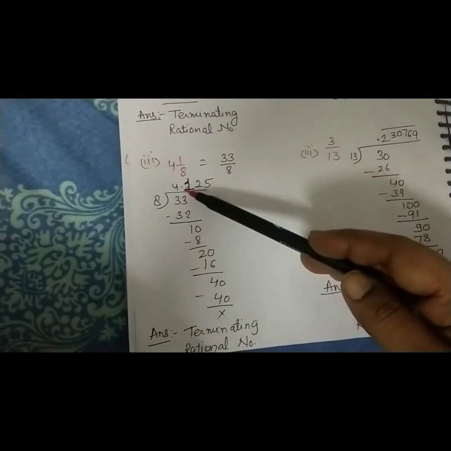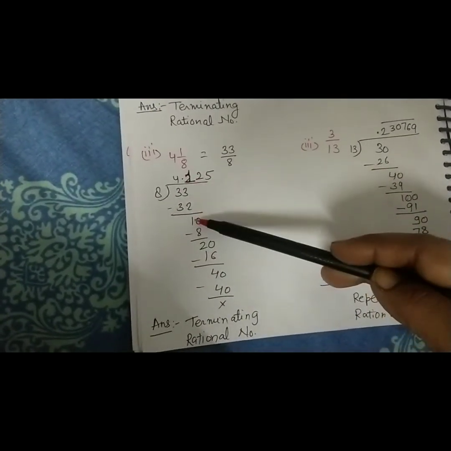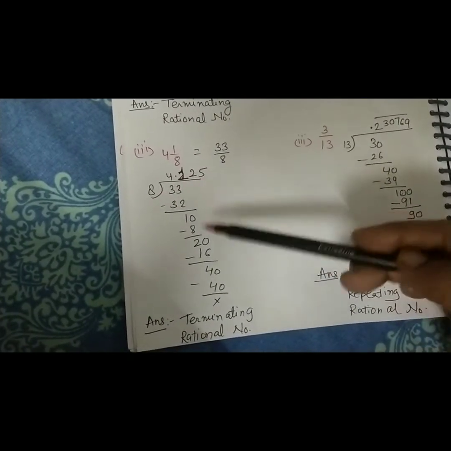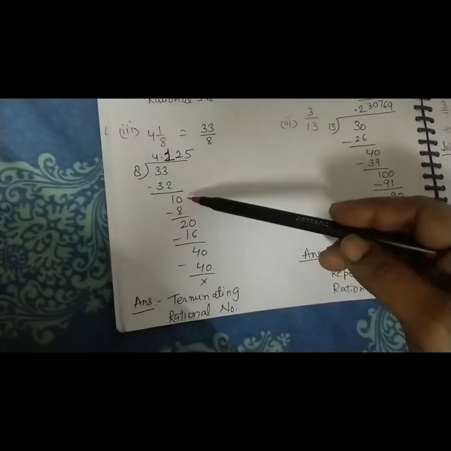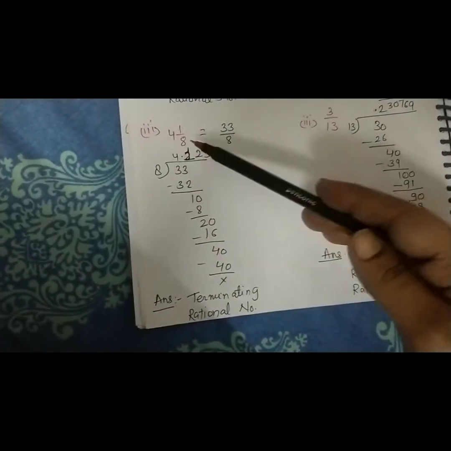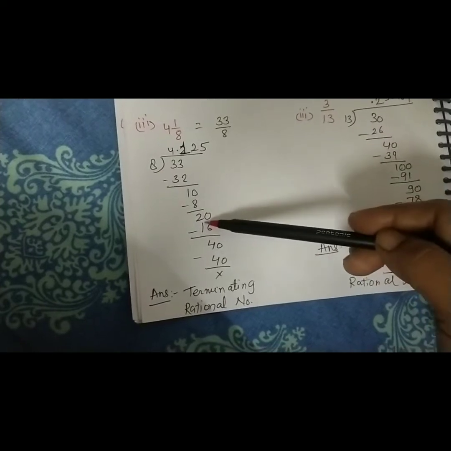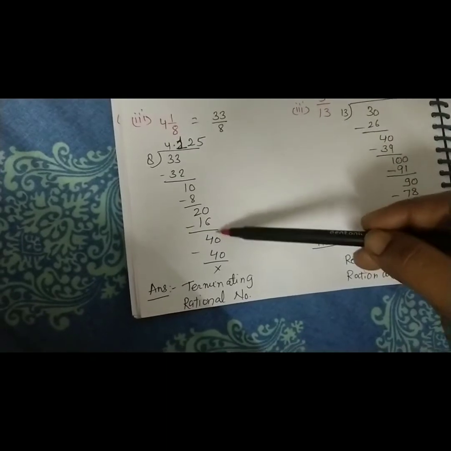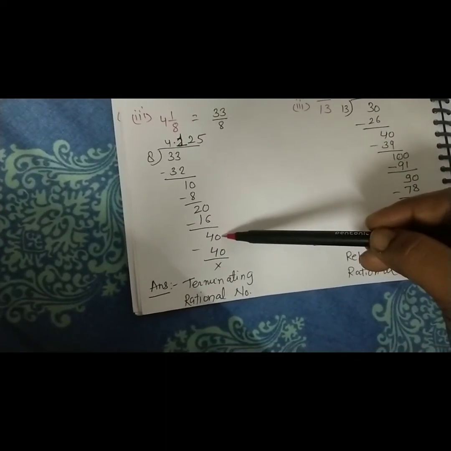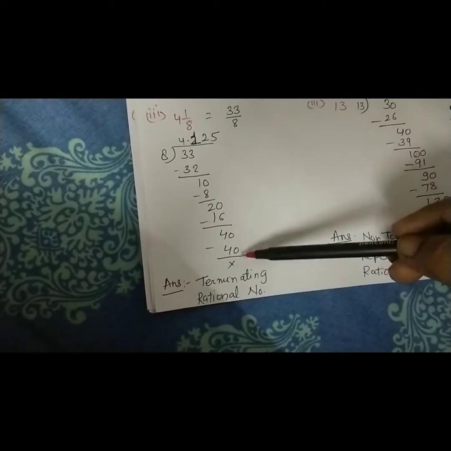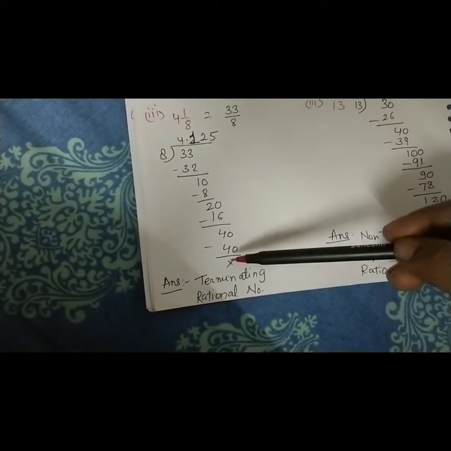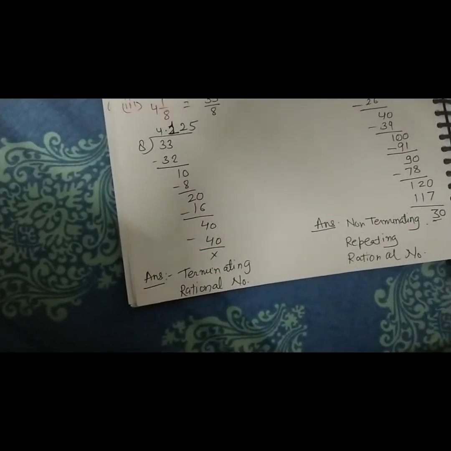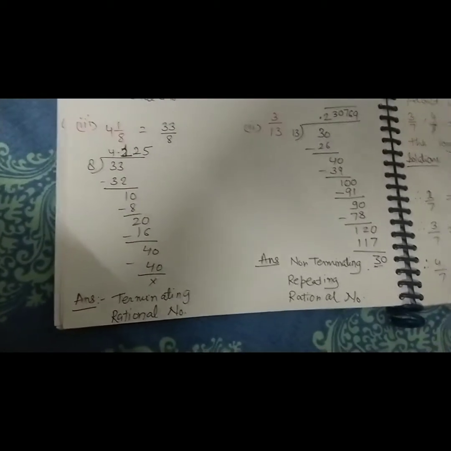So 8 fours are 32. Then it's 1. So 1 can't be divided by 8. So we put a decimal. After that, 0 keeps on coming, only once at a time. So 10, 8 ones are 8. Then we got 2. Then again 0 will come out. Then 8 twos are 16. Then we got 4. Then it will become 40. Then 8 fives are 40. So it's a terminating rational number. Like this, you will solve the rest 3 questions. I hope you all can solve it.